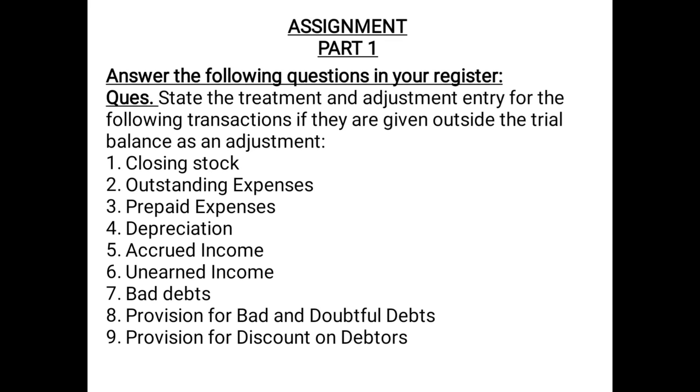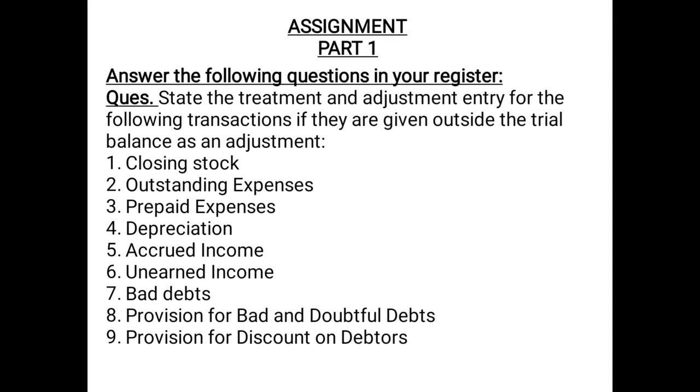Then the fourth point, children, fourth one is depreciation. What will be the treatment for depreciation? Depreciation, first of all, will be shown on the debit side of the profit and loss account, and on the other hand it will be deducted from the value of the respective asset on the asset side of the balance sheet. And what will be the adjustment entry for this, children? The adjustment entry for this will be depreciation account debited to asset account.